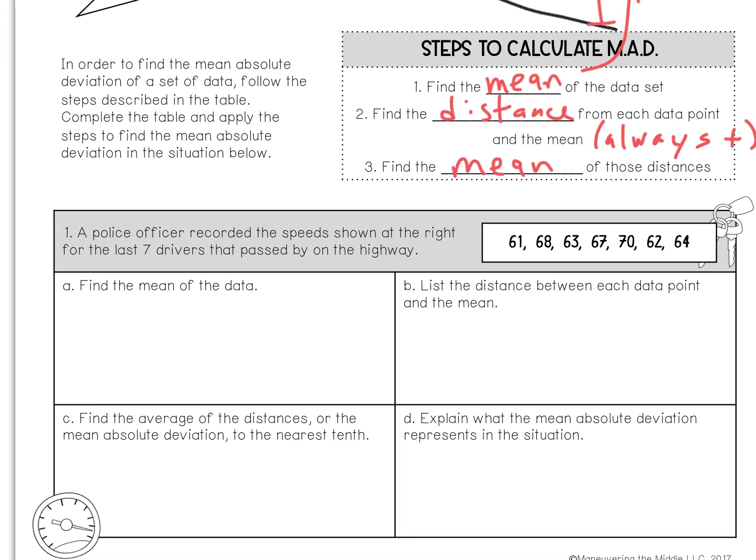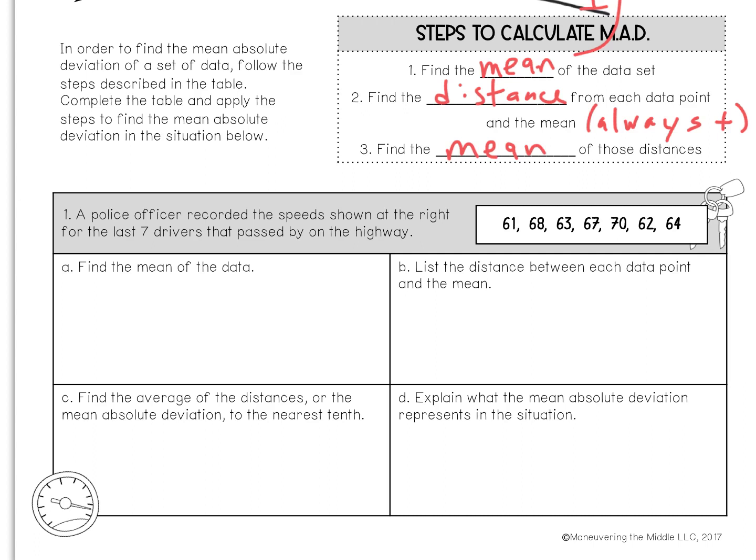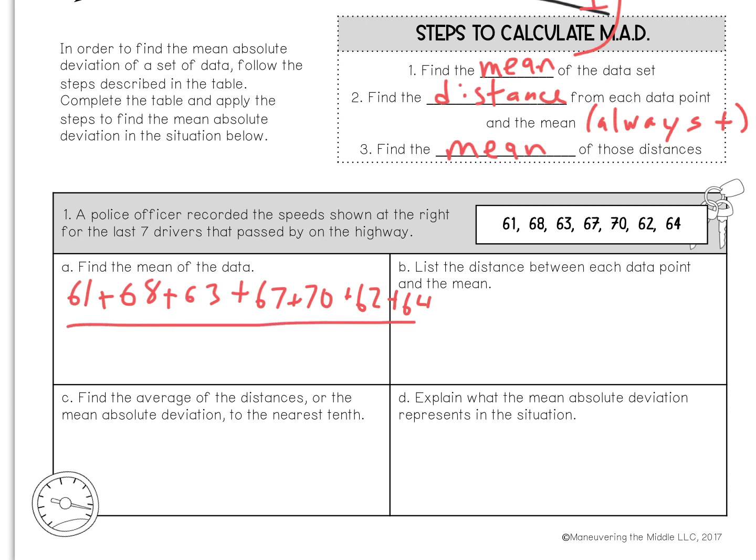So let's find the mean of the data first. What do I need to do with all these values? Add them up. So with the calculator, you can start adding. I'm just going to write out what it is that you are adding: plus 67, plus 70, plus 62, plus 64. Now, in the calculator, when you hit enter, you'll get an answer from that, and then all you have to do is divide by 1, 2, 3, 4, 5, 6, 7.